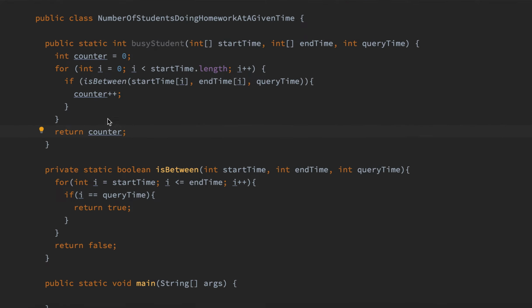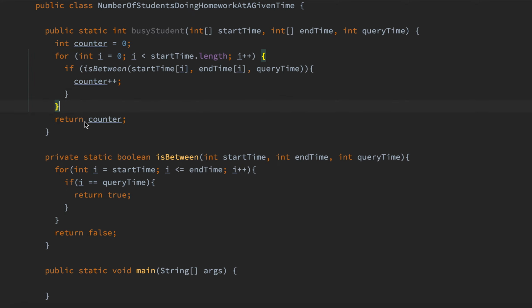Just real quick, going through that again. busyStudent takes our two arrays and the query time. We started with creating a counter, and then a for loop that goes through these arrays, takes an individual element of each array, puts those elements into the isBetween method, and in that isBetween method we check, is the query time in between those two times inclusive? If it is, we return true. If it's not, we return false. Up here, if we do return true, we do the counter plus plus, and finally we return the counter.